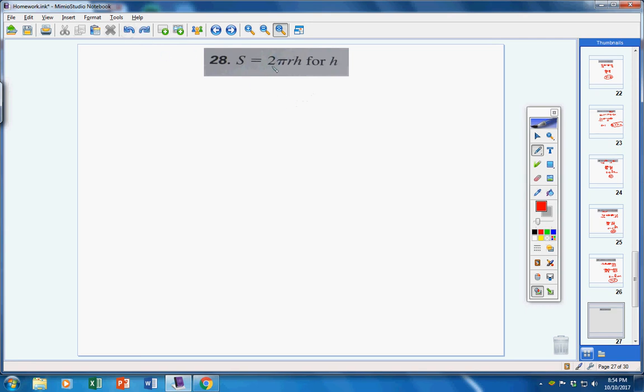Don't forget 2 pi r and h are all multiplying. So that's one term, okay? And this is one term. So all of the terms that have an h are on one side, and all the other terms are on the other side. So lastly, just simply divide by your coefficient.